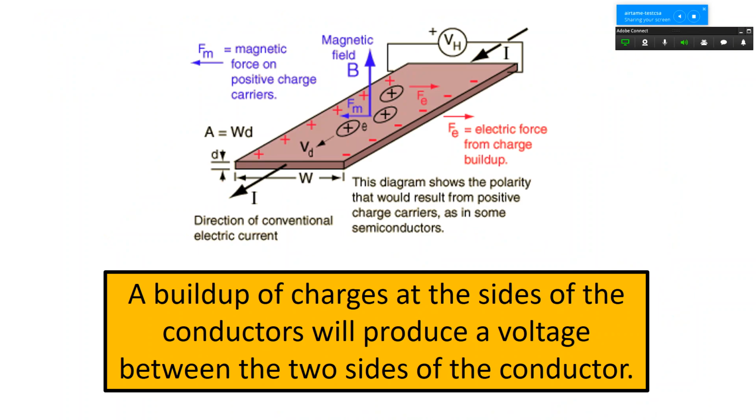This is an explanation again, same thing. So there's a buildup of charges on the sides of the conductor, and that's going to produce a voltage between the two sides. So look, you're going to see that there's a charge building up here because there's a force in that direction, and therefore there's going to be, by association, if there's a lot of positives there, there's going to be a lot of negatives there, and therefore there's a voltage drop or voltage difference between these two. And they call this the Hall voltage.